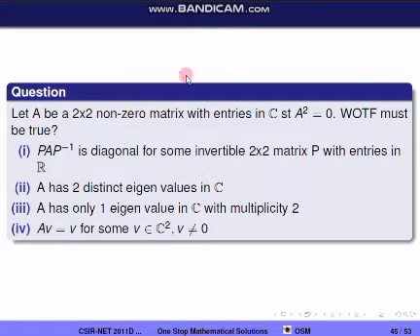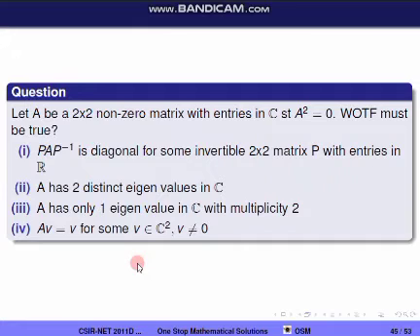Next question, question 76. Let A be a 2 cross 2 non-zero matrix with entries in C such that A square equal to 0. Which of the following must be true? So we are given a matrix here which satisfies this equation. We have to find which of the options is correct.